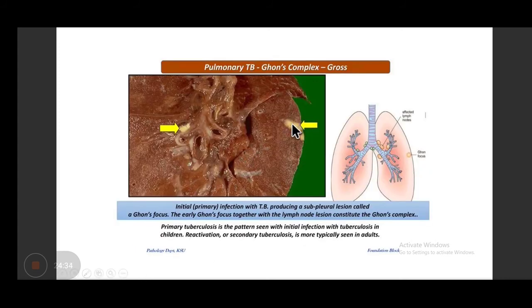So this is a beautiful picture showing this parenchymal focus. This is your Ghon's focus, and this is your hilar lymph node. This is your Ghon's focus, the subpleural region. Together with this hilar lymph node, this is called your Ghon's complex, right? This is your affected lymph node, the hilar lymph nodes. This is your Ghon's focus, right?